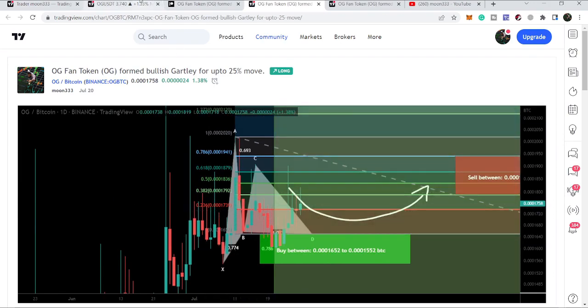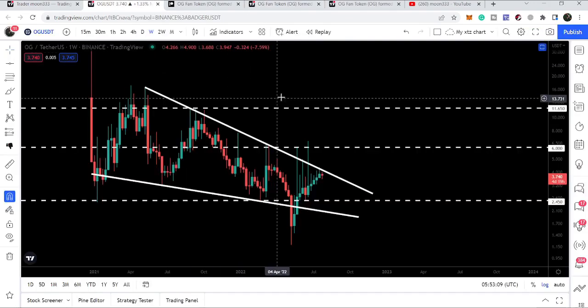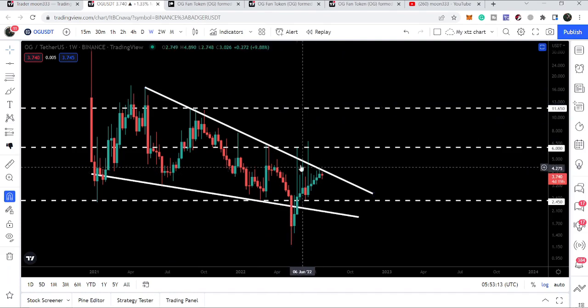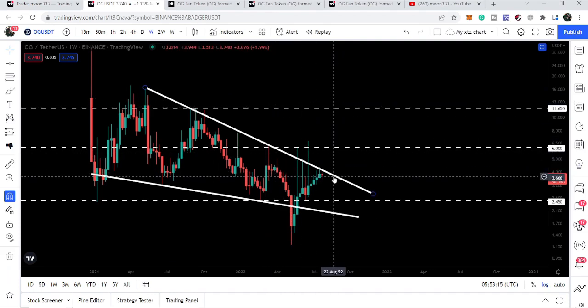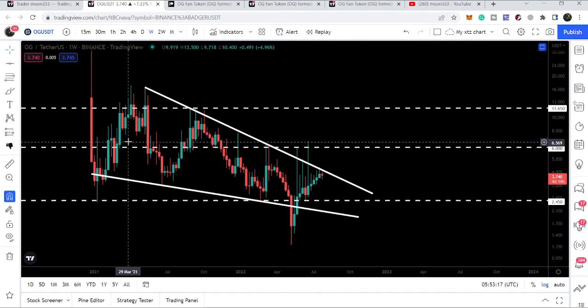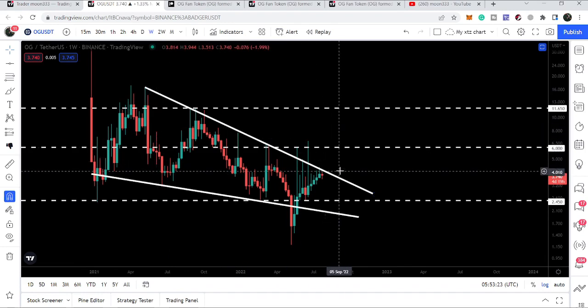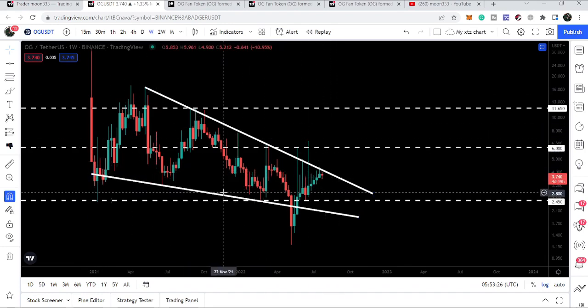Now if we take a look at the OG Fan with US dollar pair on the weekly time frame, then right now OG Fan is trying to break a very strong resistance of a very big falling wedge pattern. You can see that it entered the pattern here back in January 2021 and was not able to break out this resistance or break down the support.